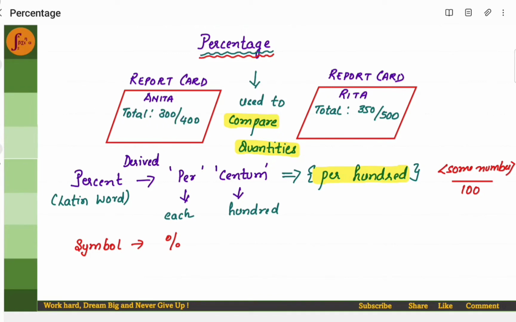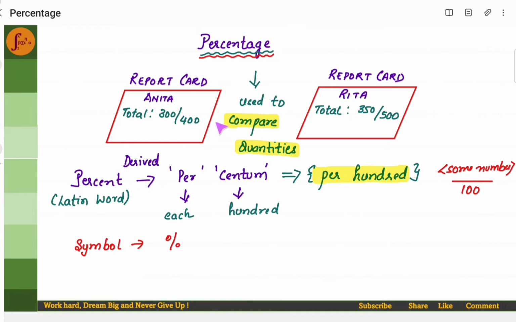Say we have two people, Anita and Rita, and their report cards are given here. Anita has scored 300 out of 400. Total marks is 400, out of which she has scored 300 marks. And Rita has scored 350 marks out of 500. Now, who has scored more?